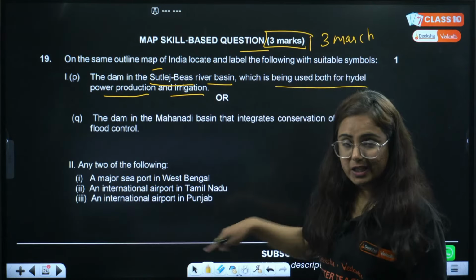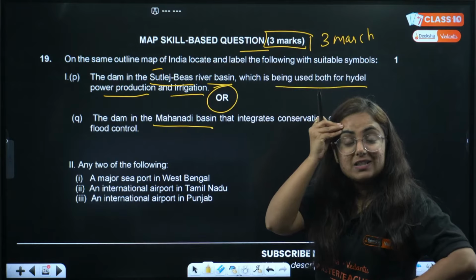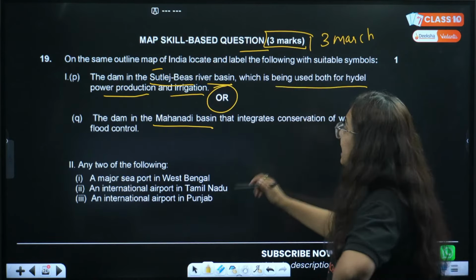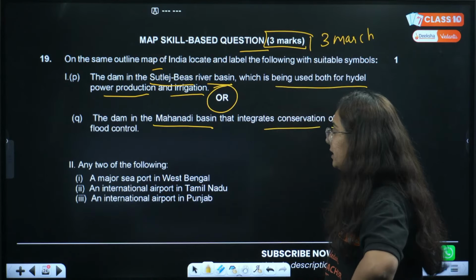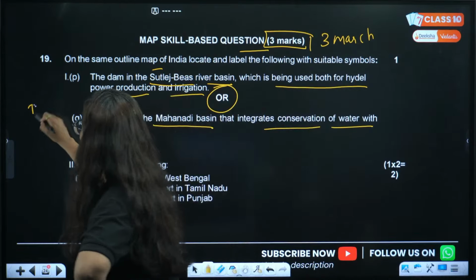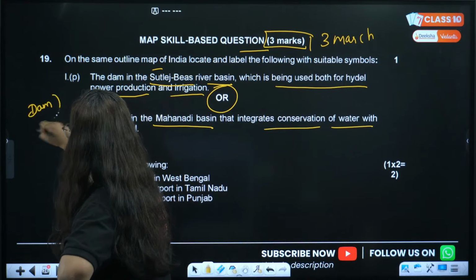Now, if you find that this Satluj Byas question is so tough, we have an option: the dam in the Mahanadi basin, the easiest one. Every year you will get this. The Mahanadi basin dam integrates conservation of water for flood control. So, one question from dam and river is for sure, and then any 2 of the following.